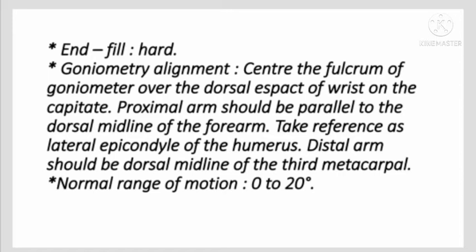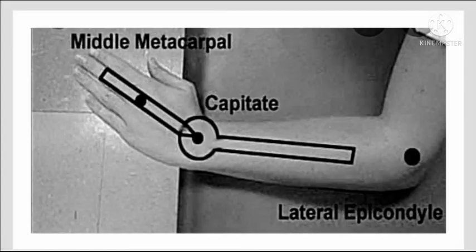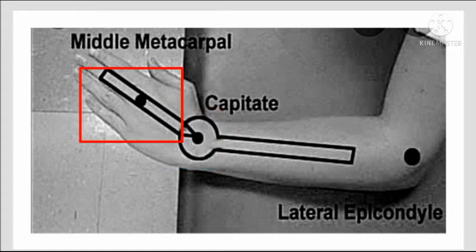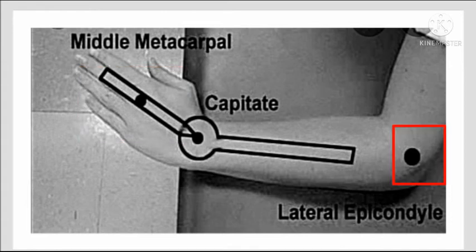Normal range of motion is 0 to 20 degree. Center the fulcrum of goniometer over the dorsal aspect of the wrist over the capitate. Proximal arm should be dorsal midline of the forearm. Distal arm should be dorsal midline of the third metacarpal bone. Take the reference as the lateral epicondyle.